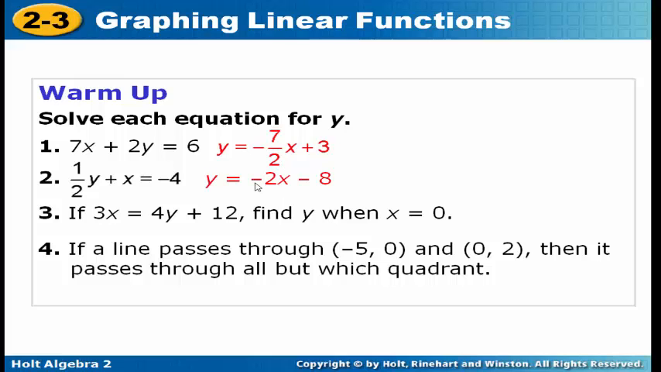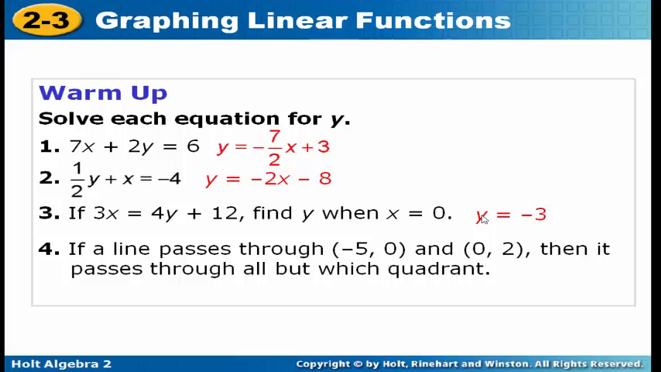Y equals negative 2x minus 8. Problem 3: if 3x equals 4y plus 12, solve for y and then put x equals 0. To solve for y, move 12 from this side to this side, so 3x minus 12, and then divide by 4. And after we make y by itself, put x equals 0, so y equals negative 3.